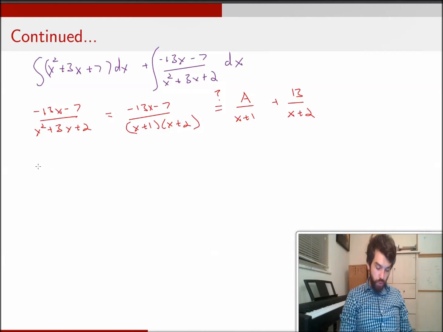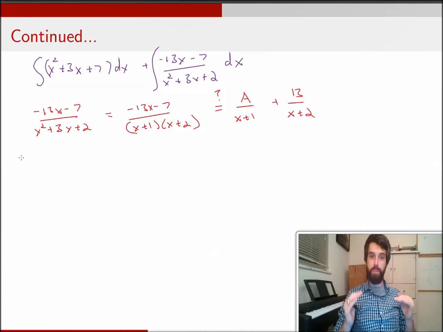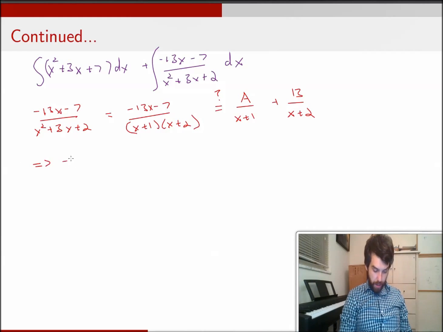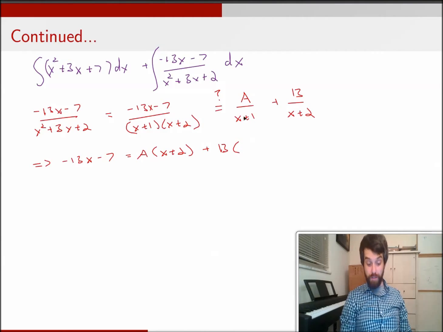And if I'm going to multiply both sides of this equation by the denominator, multiply both sides by x plus 1 times x plus 2, what that's going to give me is minus 13x minus 7 is equal to A times, well, the x plus 1 factor cancels, so I'm just left with x plus 2. And then plus B, well, the x plus 2 factor is going to cancel, and I'm just left with x plus 1.